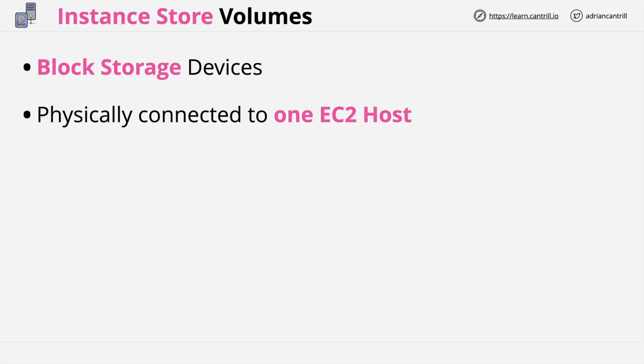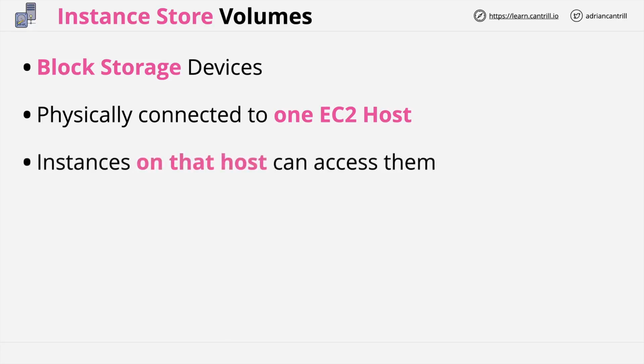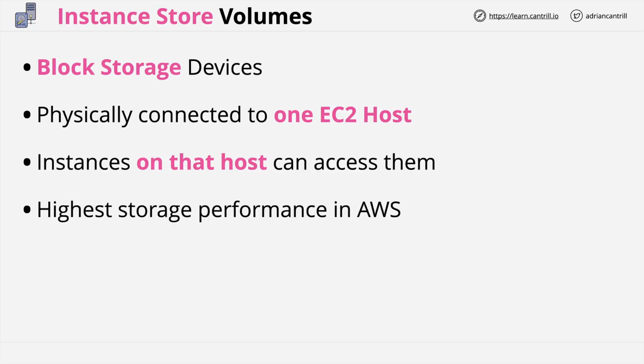Instances which are on that host can access those volumes, and because they're locally attached, they offer the highest storage performance available within AWS, much higher than EBS can provide, and more on why this is relevant very soon. They're also included in the price of any instances which they come with. Different instance types come with different selections of instance store volumes, and for any instances which include instance store volumes, they're included in the price of that instance, so it comes down to use it or lose it.